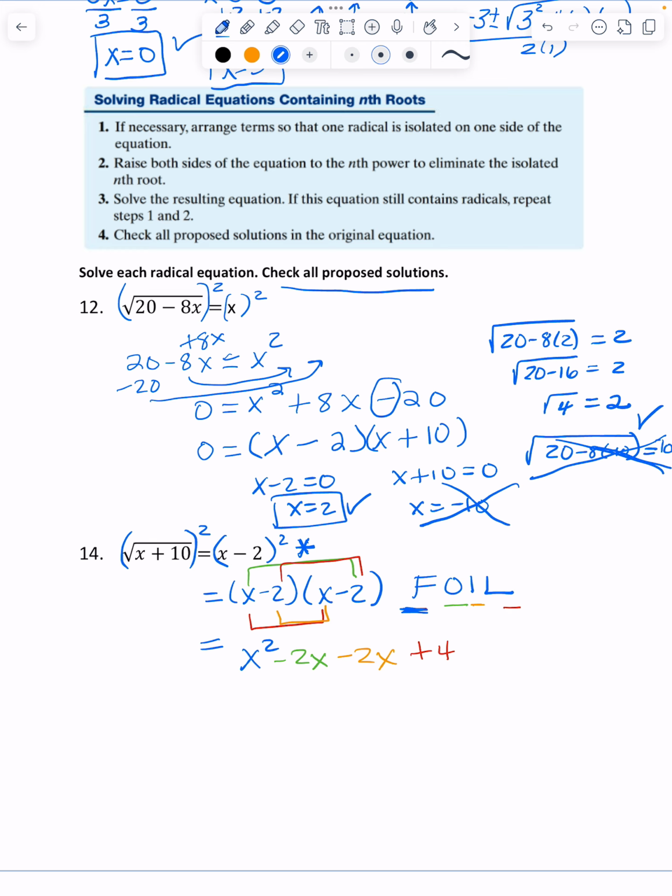So I'm going to color code that for you so you see where those numbers come from. If I add that together, negative 2x plus a negative 2x gives me negative 4x plus 4. And on the left side, when I square the square root, I'm just getting that base. So that part is easy.